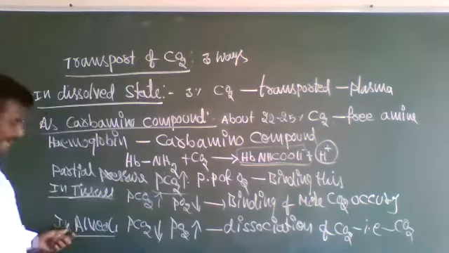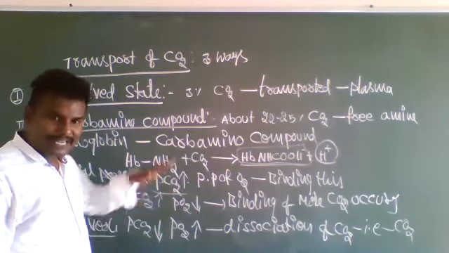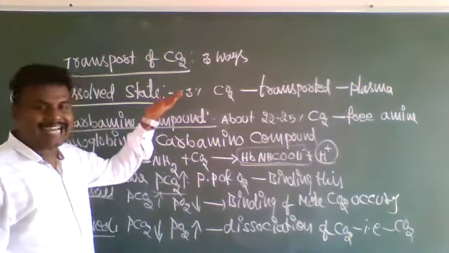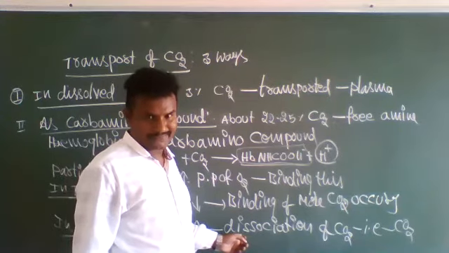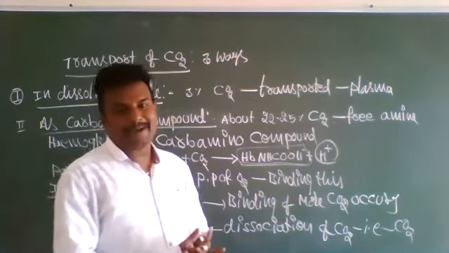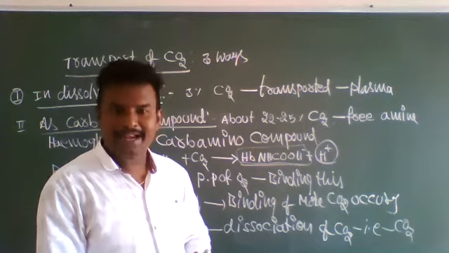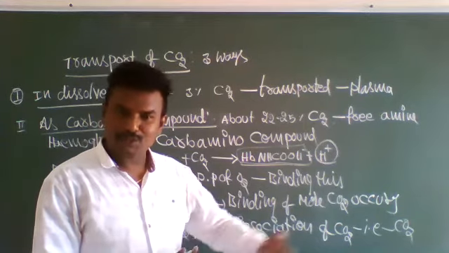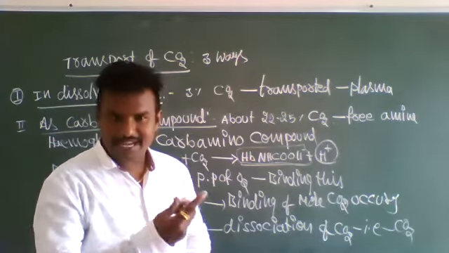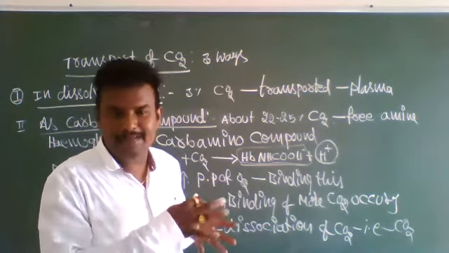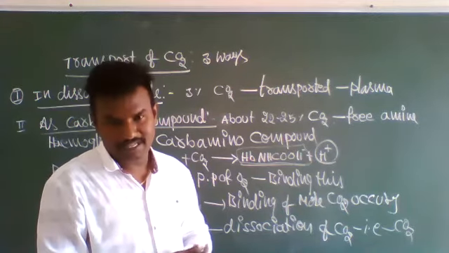That condition in the alveoli occurs where the partial pressure of carbon dioxide is low and the partial pressure of oxygen is high. Dissociation of carbon dioxide occurs. This separation of carbon dioxide from the hemoglobin takes place. That means carbon dioxide from the tissues reaches the alveolar sacs, and there it is eliminated out through the respiratory pathway.